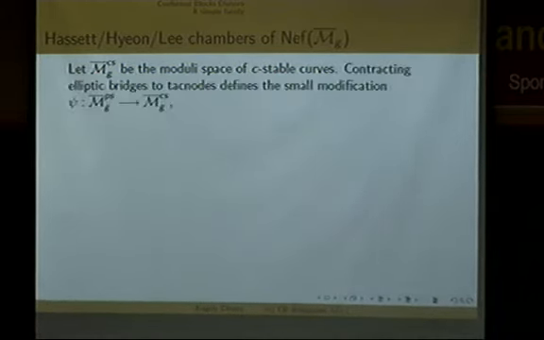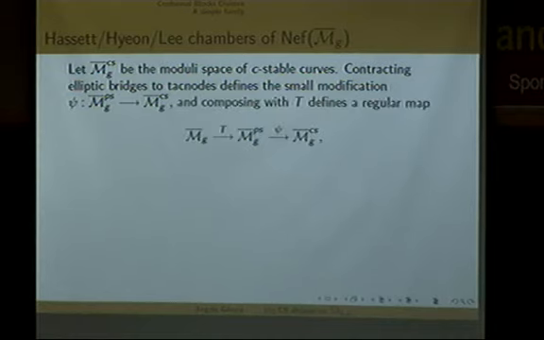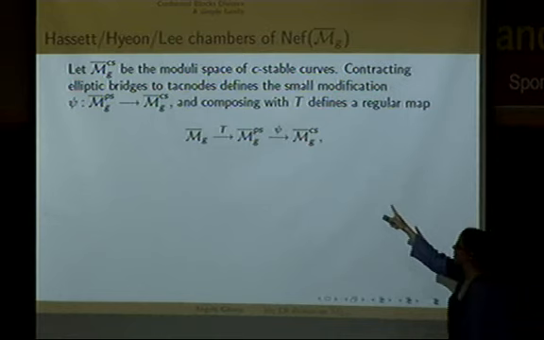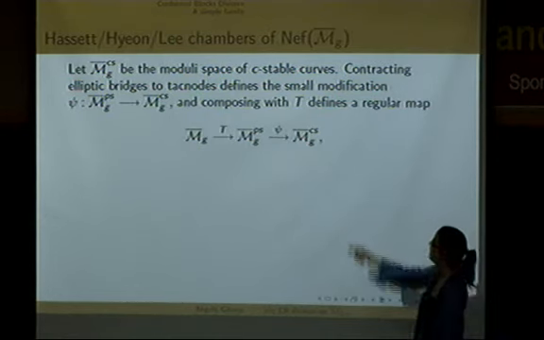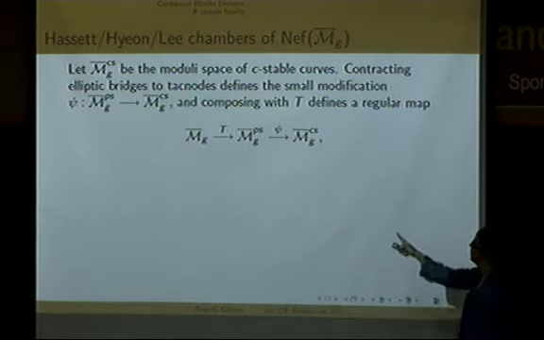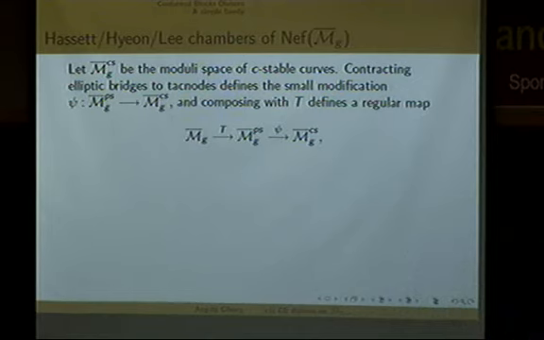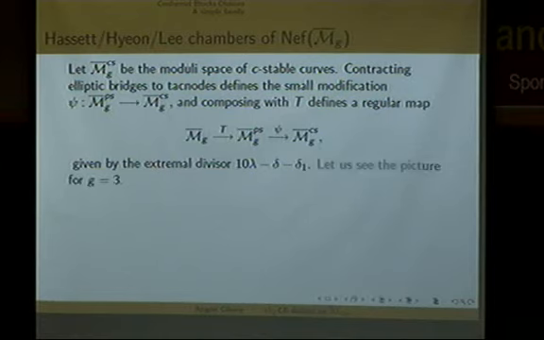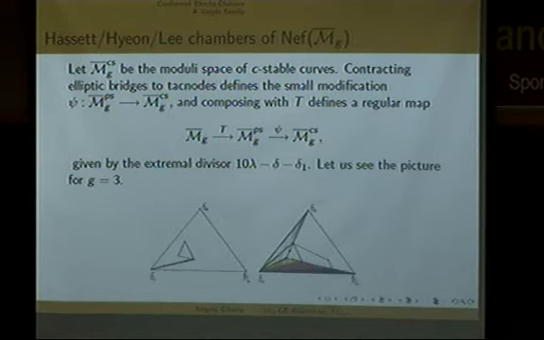Okay, then there's also a small modification of that moduli space. It contracts elliptic bridges to tacnodes. And if we compose that small modification and the contraction of tails, we get a morphism from M_g bar to this moduli space of Chow stable curves. And that morphism is given by the extremal divisor 10 lambda minus delta 1 in general. So look at the picture for genus 3. It's that chamber.